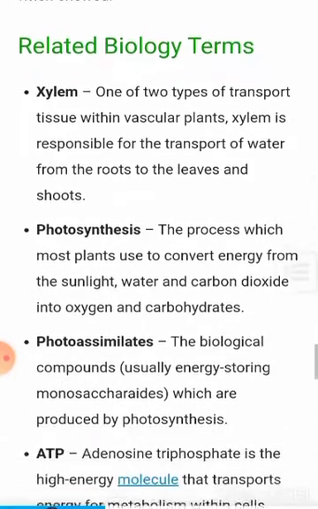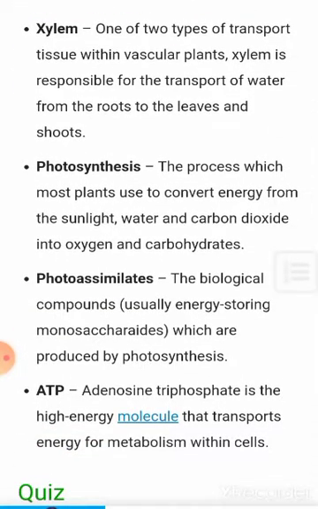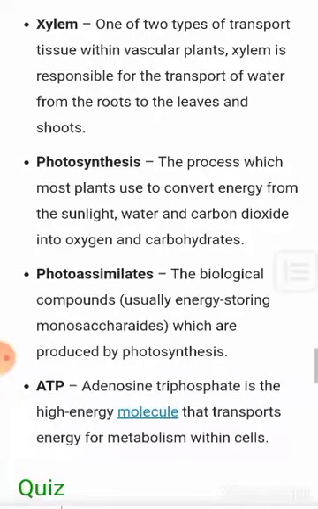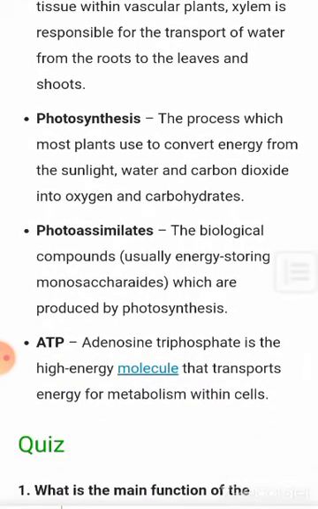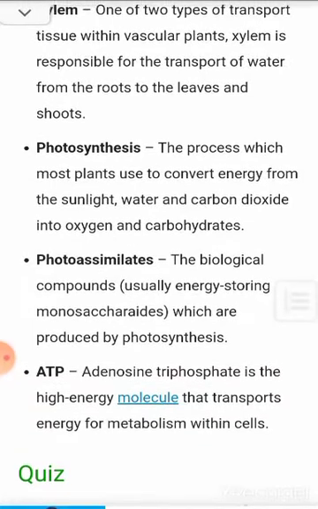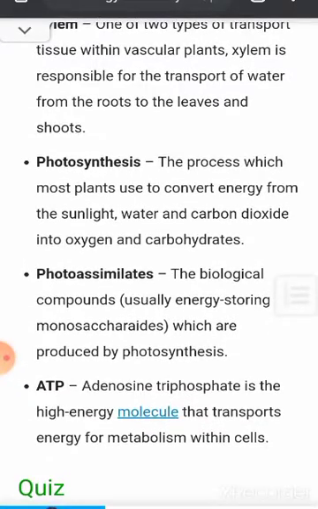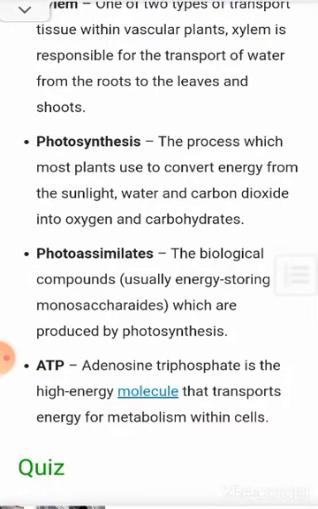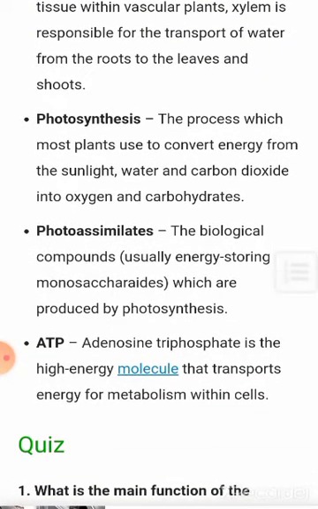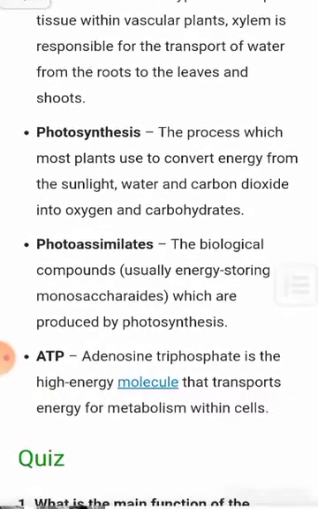You see the terms of biology, xylem, one of two types of transport tissue within vascular plants. Xylem is responsible for the transport of water from the roots to the leaves and shoots. You see photosynthesis, the process which most plants use to convert energy from the sunlight, water, and carbon dioxide into oxygen and carbohydrates.